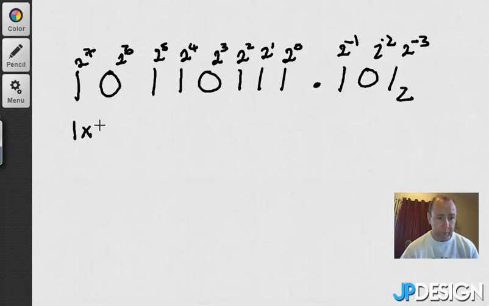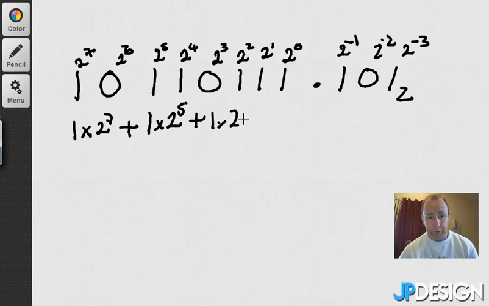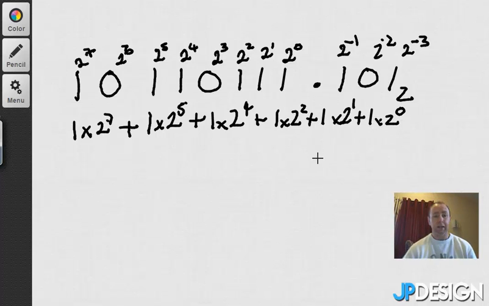So it'll be 1 multiplied by 2 to the power of 7 plus, now we're skipping any of the zeros, because anything multiplied by 0 will give us 0, plus 1 multiplied by 2 to the power of 5 plus 1 multiplied by 2 to the power of 4 plus, again we're skipping the 0 because it has no bearing on it, plus 1 multiplied by 2 to the power of 2 plus 1 multiplied by 2 to the power of 1 plus 1 multiplied by 2 to the power of 0. Now this would give us our number before the decimal place.